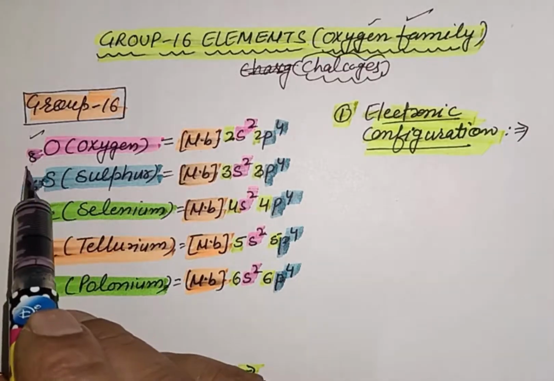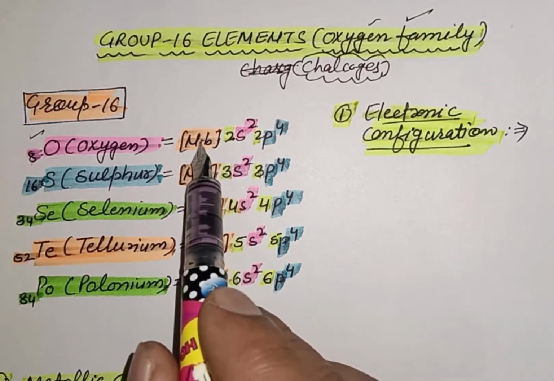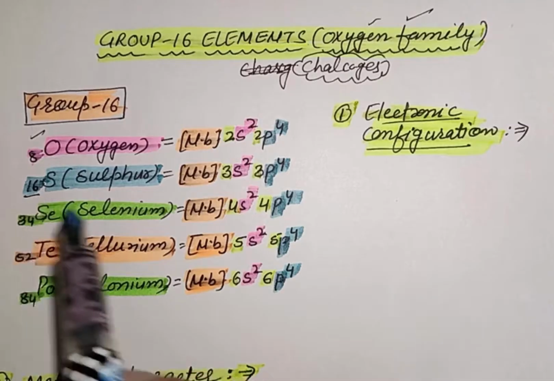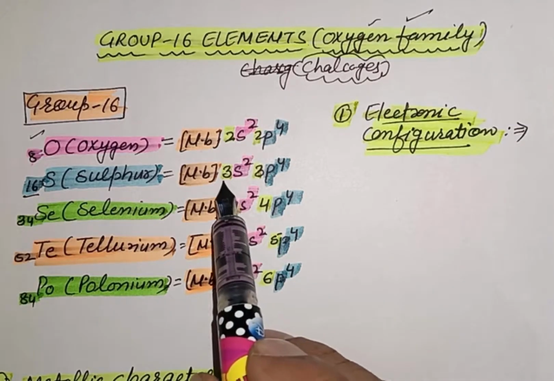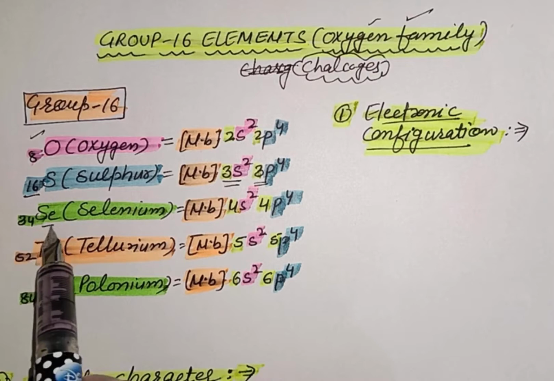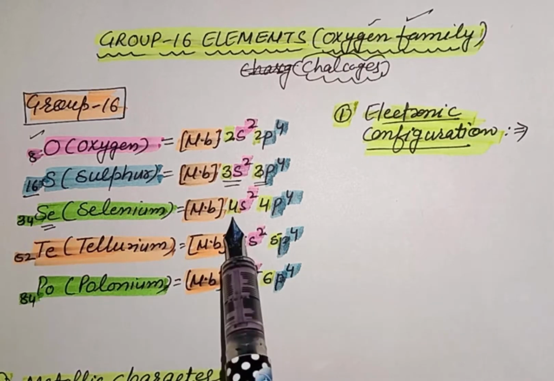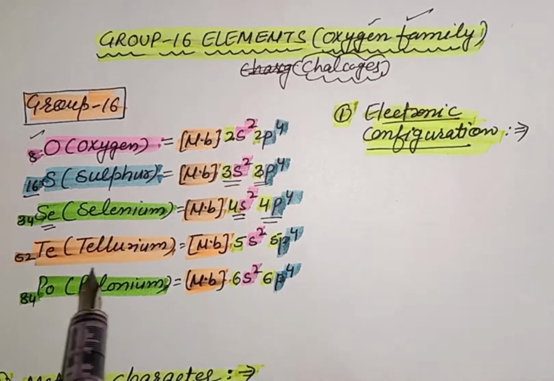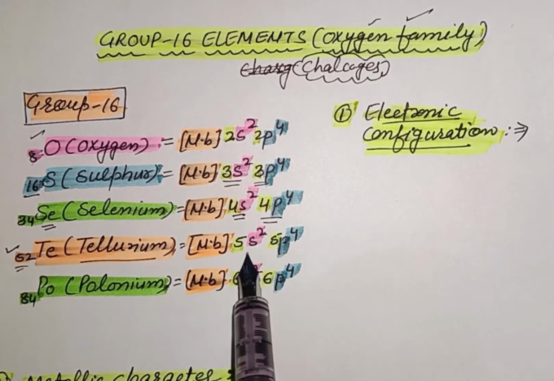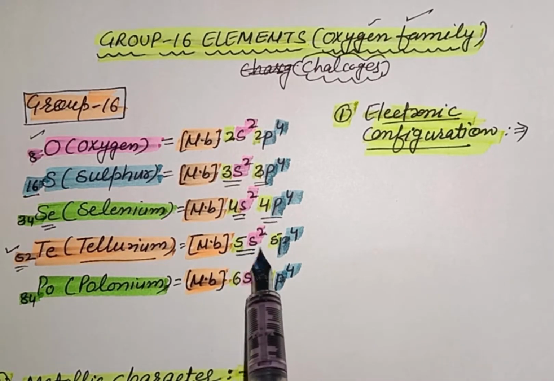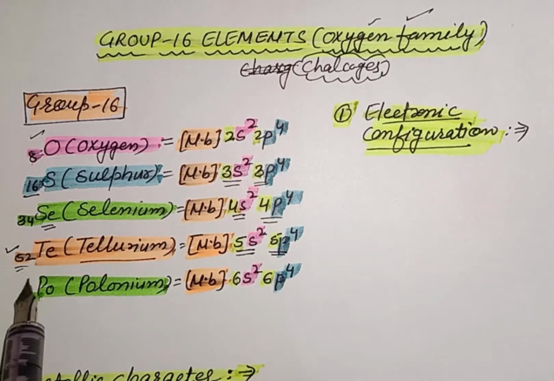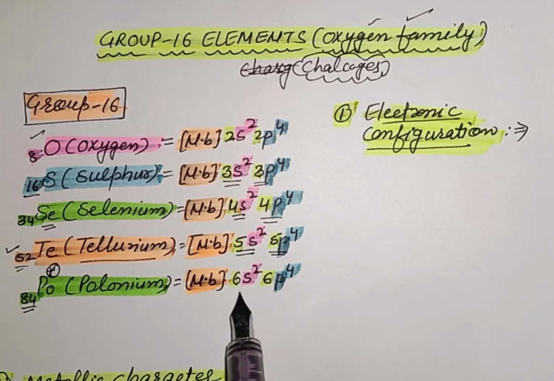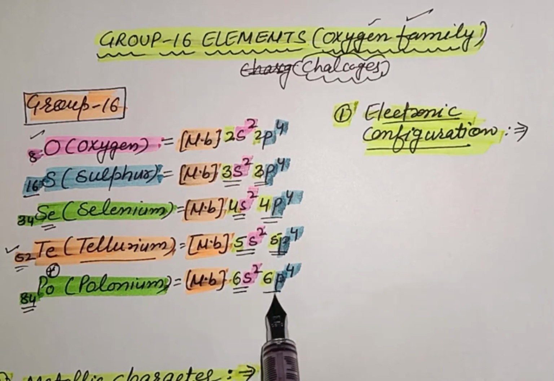So oxygen: atomic number 8, electronic configuration 1s2, 2s2 and 2p4. Sulfur: atomic number 16, electronic configuration of the valence shell 3s2 and 3p4. In case of selenium, atomic number 34, the electronic configuration of the valence shell is 4s2 and 4p4. In case of tellurium, atomic number 52, the valence shell configuration is 5s2 and 5p4. And polonium, which is radioactive in nature, atomic number 84, its valence shell configuration is 6s2 and 6p4.